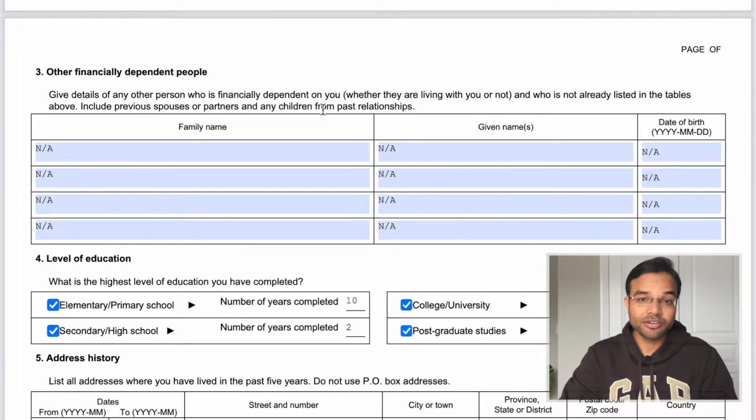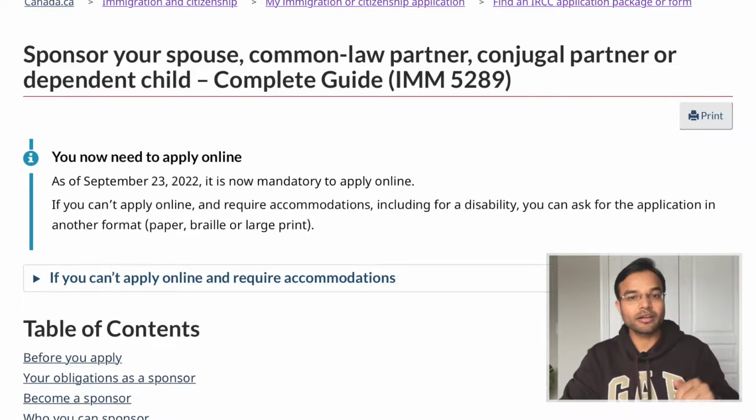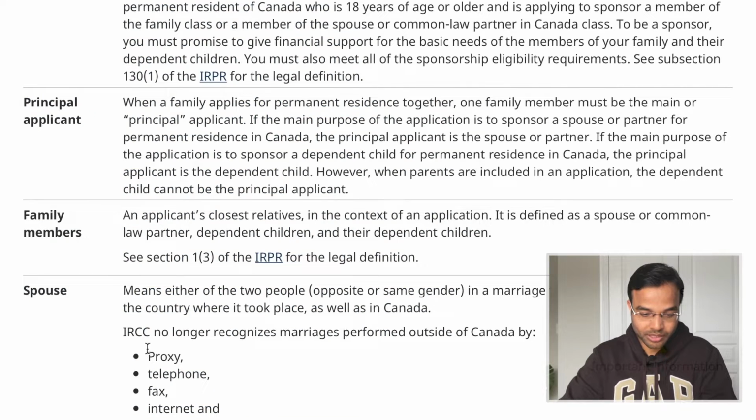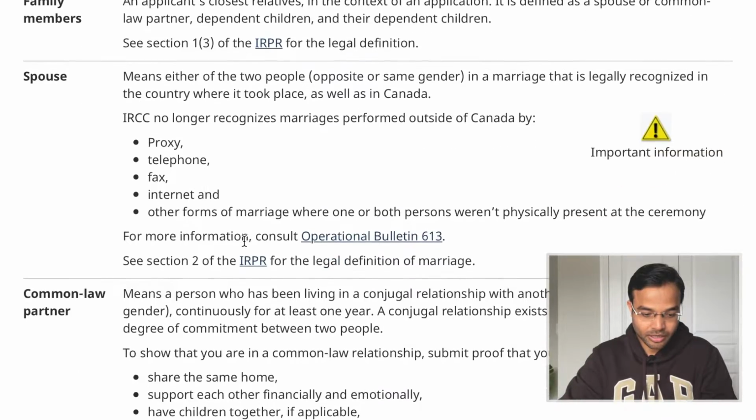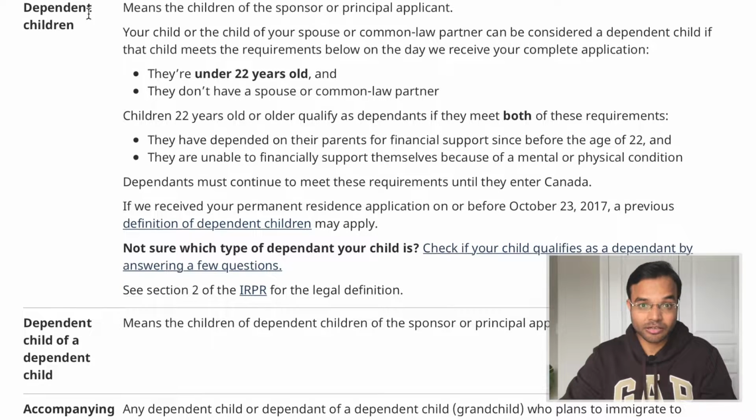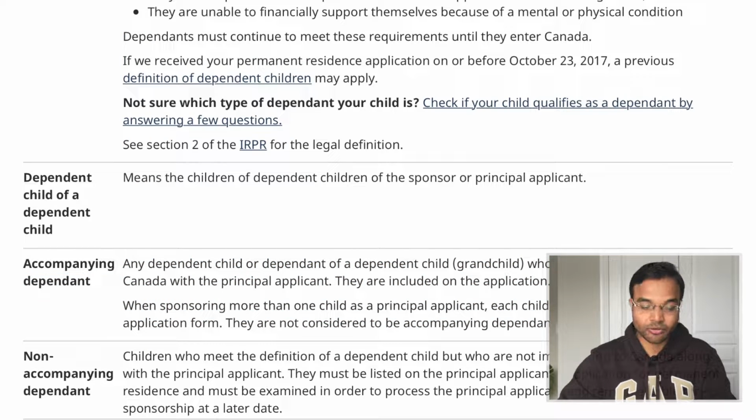Now, where do you find the definition of a dependent? If you refer to the complete guide IMM 5289, I have provided a link in the description box below. You will find a table of contents, and within that, you will have an Appendix A called Key Definitions. If you click on that, it will redirect you to this part wherein you will have the definition of all the key terms, and here's where it defines who a dependent child is, and then even in here, what does an accompanying dependent mean? So these terms you will have to understand first, and only then you will be able to answer that question.